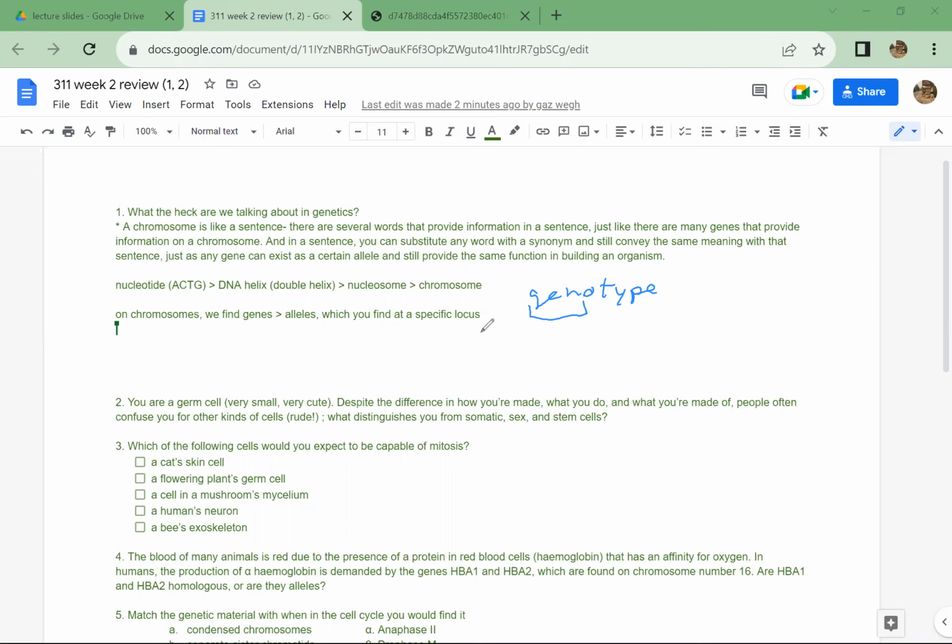A genotype is when we have a chromosome and all of the genes that are represented by specific alleles on that chromosome in specific locations, loci. All of these things together constitute an organism's genotype. The genotype is the concert of all of our genes represented by different alleles at different loci.